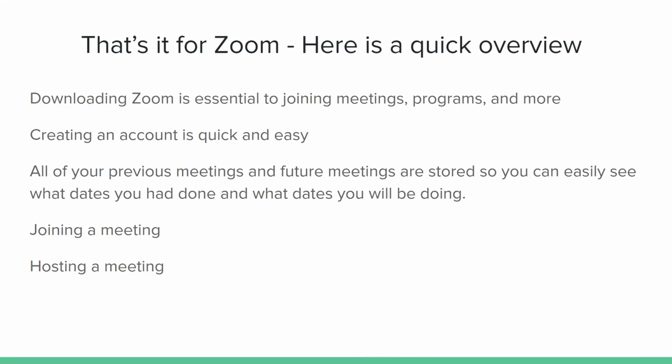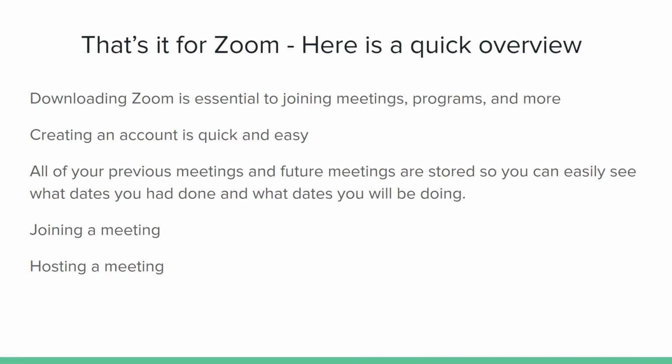Creating an account is easy. You hit that sign up, it's free on the top right, and you go through the different prompts of your name, username, password, all of that jazz. So then all of your previous meetings and future meetings are stored in your meetings button. And you can see what dates you've done, what dates you will be doing, that way you can plan different programs if you want.